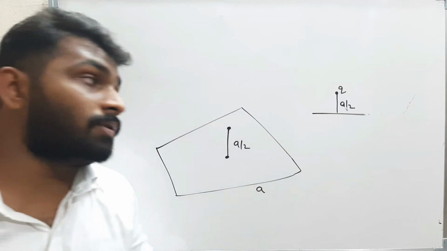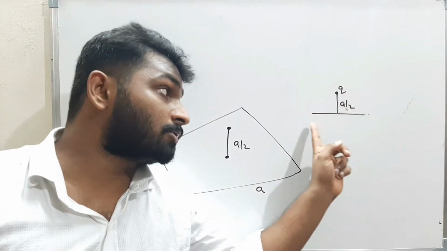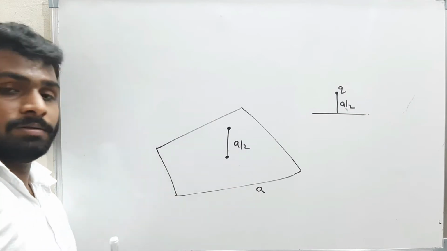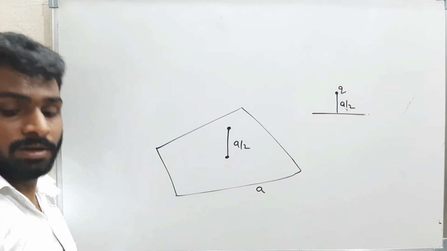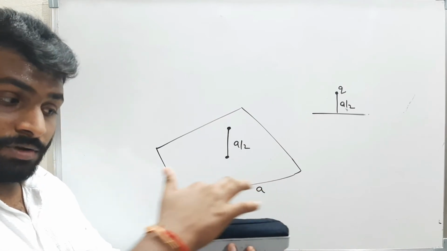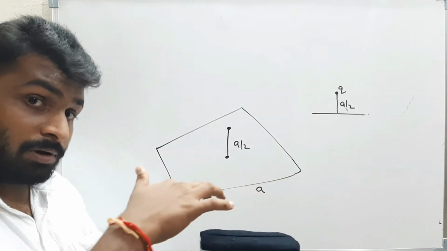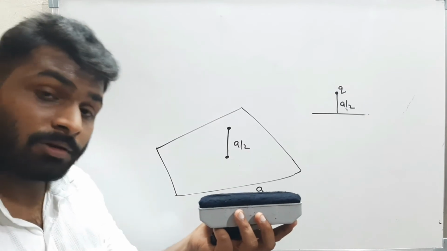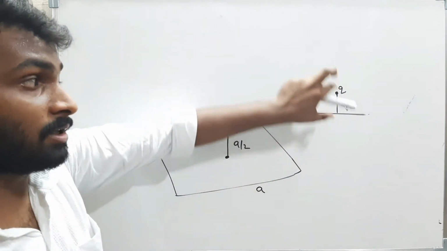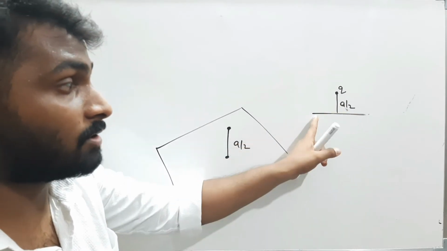Now they told us to find the flux through this square plate. How can I find it? Imagine that this is a square plate of side A. Now they told us that there is a small charge Q at a distance A by 2. Now find the flux through this square plate.